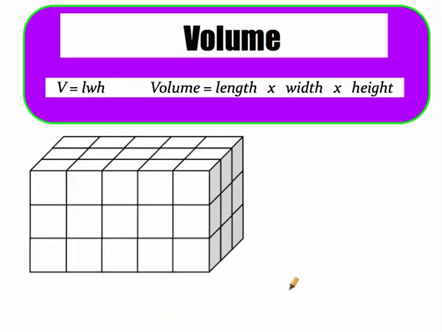So there's our three-dimensional shape. We have a rectangular prism. Let's find the volume first by counting. We've got 1, 2, 3, 4, 5, 6, 7, 8, 9, 10, 11, 12, 13, 14, 15. We have 15 cubes there, 15 cubes there, and 15 cubes there, which altogether would be 45 cubes.